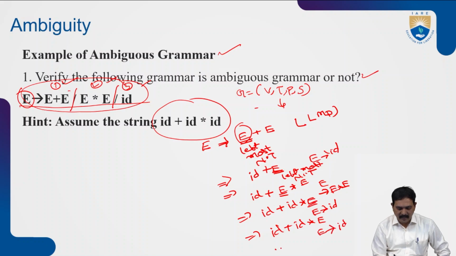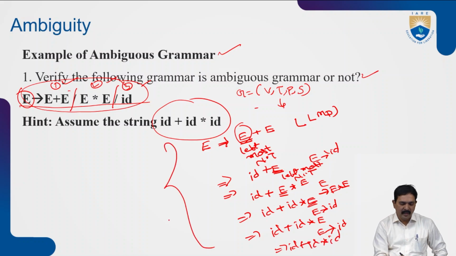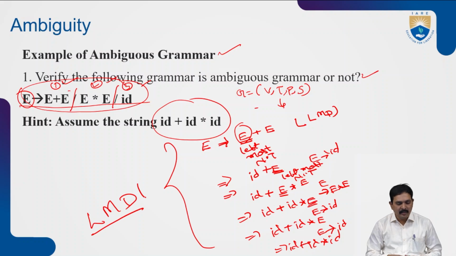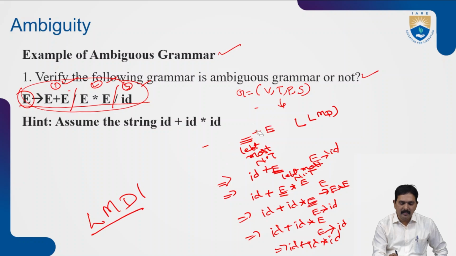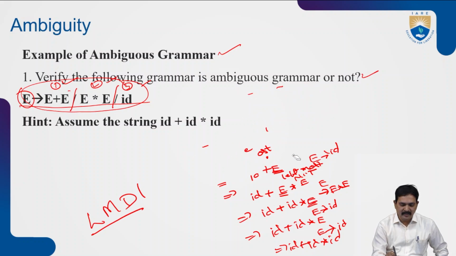So here finally you are getting id plus id into id. In this way, I'm trying to make some derivations. This kind of derivation is called a leftmost derivation. Leftmost derivation one, I'm observing. Similarly, I'm trying again, for the same input string, another leftmost derivation. I'm assuming that is called the leftmost derivation two.